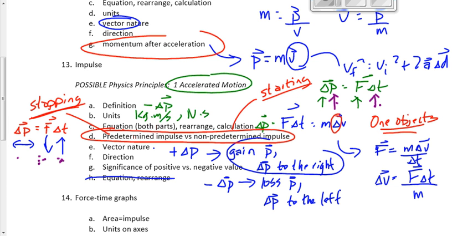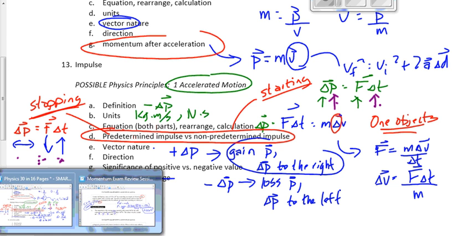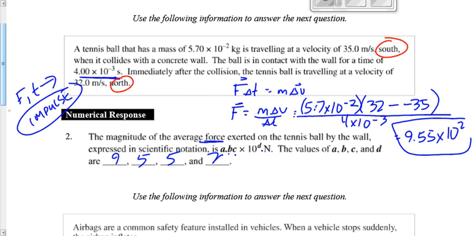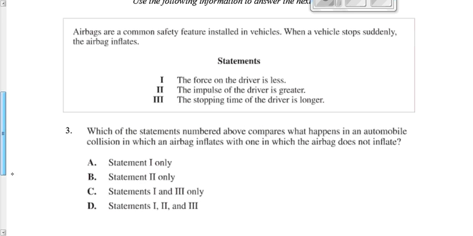All right, let's take a look at another question. This is multiple choice number 3 on the booklet that I gave you earlier today. All right, let's have a look at this one now. It says airbags are a common safety feature installed in vehicles. When a vehicle suddenly stops, the airbag inflates. What's the purpose of that airbag? We know this, right? It cushions an impact. If any question you see involves cushioning an impact, we know what the answer is already.